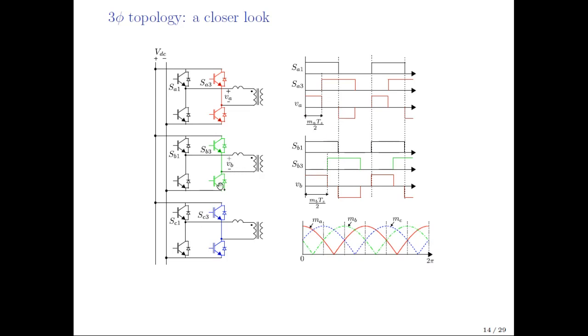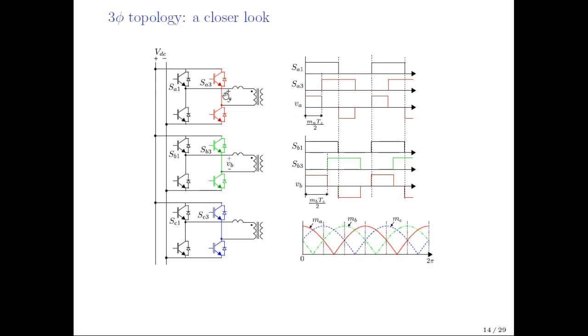A similar process we can do for phase B, where the green leg top switch SB3 is phase shifted with respect to SB1 by MB TS by 2. Here I want to mention that MA and MB are sinusoidally varying modulation signals as shown here in red and green color. For phase C, a similar process can be repeated and we can thus generate the quasi-square wave high frequency AC across the transformers.